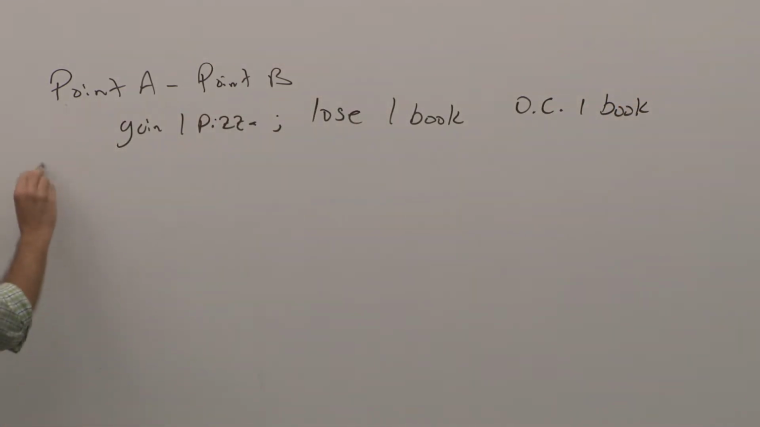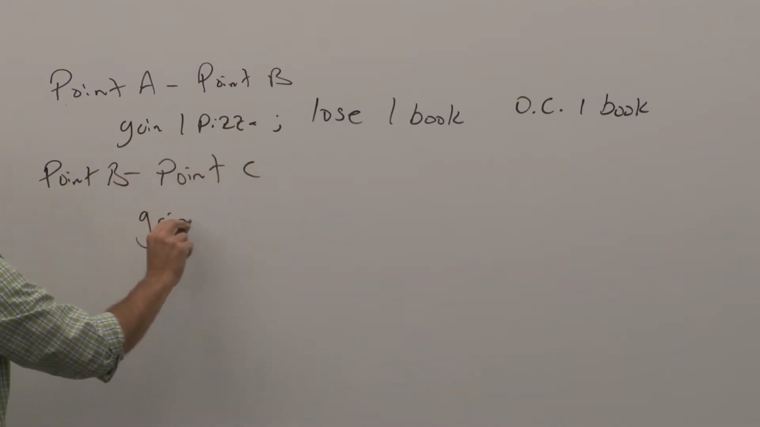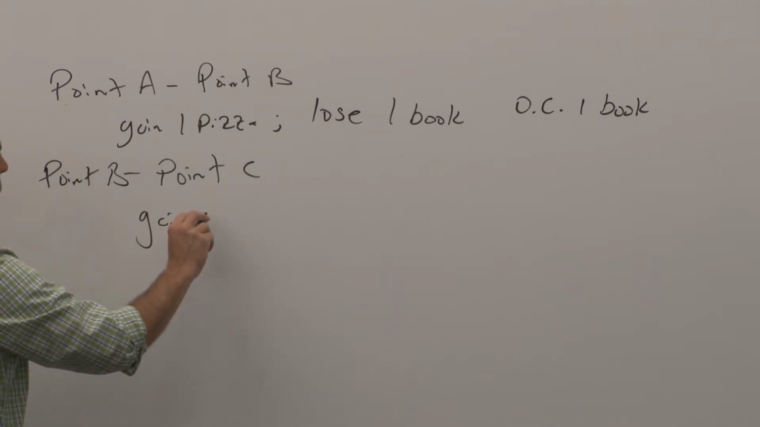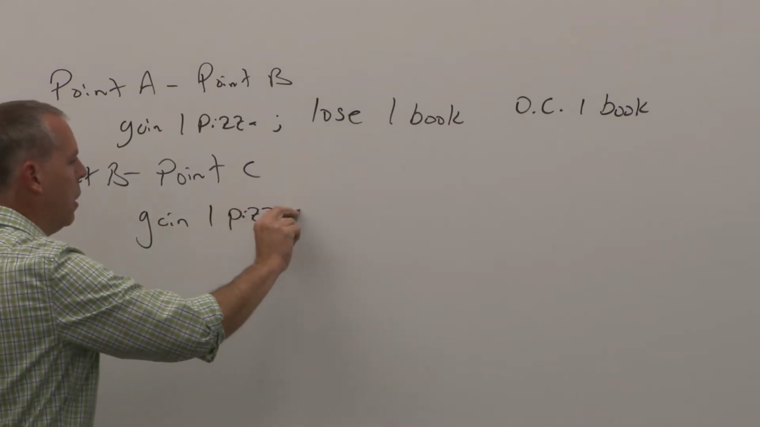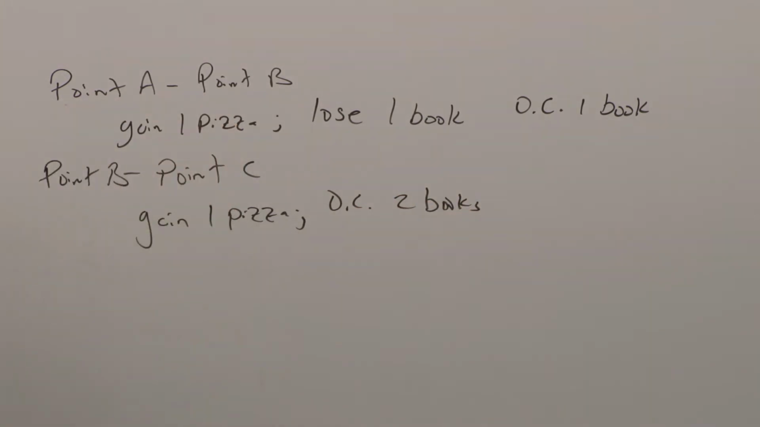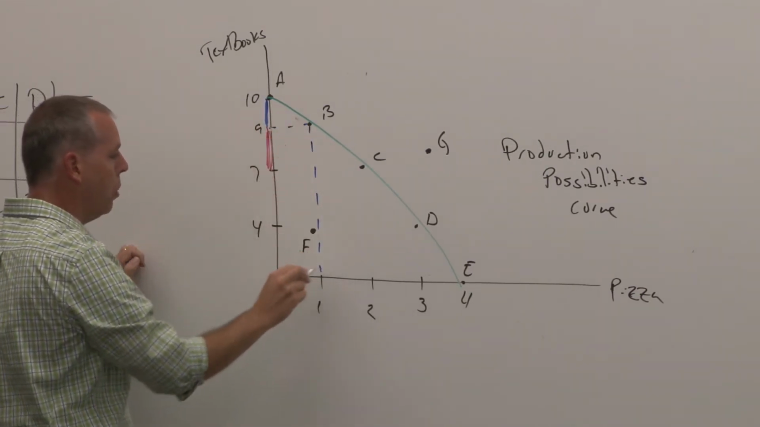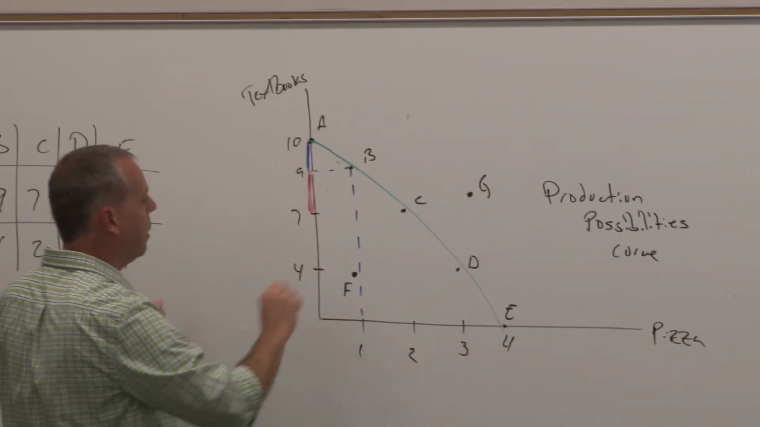Let's go from point B to point C. What do we gain? Very good. What's its opportunity cost? Very good. Everyone see that? So when we go from point A to point B, we gain a pizza, we're going to lose a book, right? So here is that opportunity cost for our first pizza. Here's the opportunity cost for our second pizza. In essence, you're just going here. Here's what you had to give up the second time.